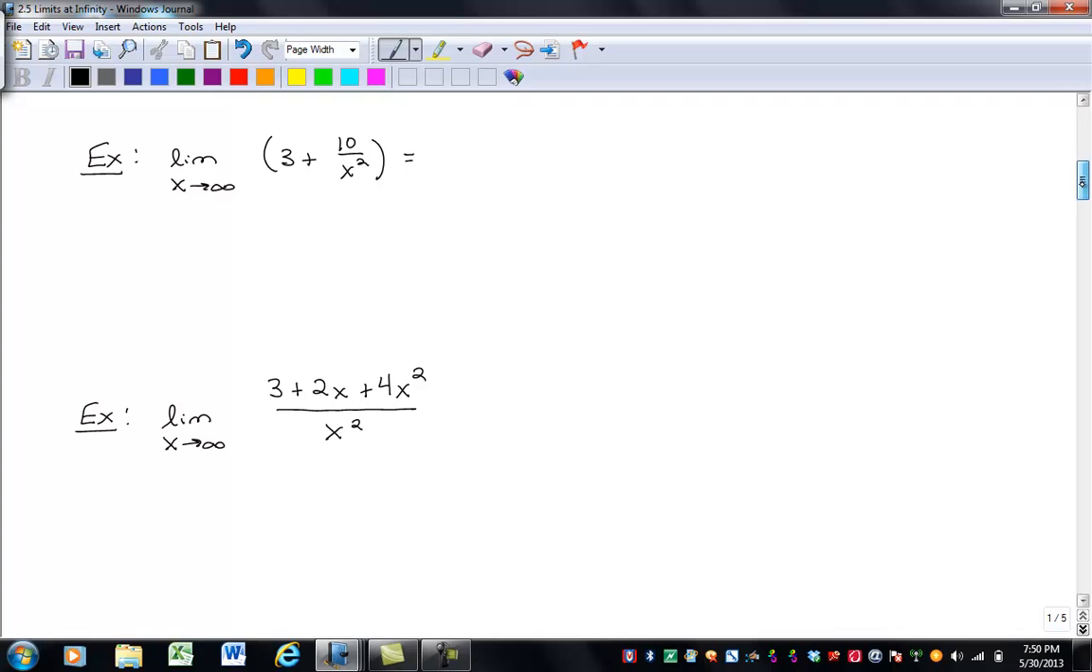But let's practice analyzing some limits at infinity. So the first one is the limit as x goes to infinity of 3 plus 10 over x squared. Well, I can break that limit up across sums. So that's the same thing as the limit as x goes to infinity of 3 plus the limit as x goes to infinity of 10 over x squared.